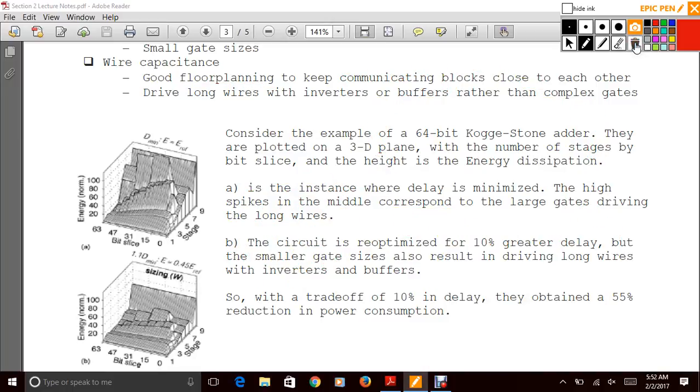So, you see a lot of people complain about how long the chip cards take. Well, that's a bunch of added security to ensure that your information doesn't get stolen. That's another example of when the customer doesn't necessarily understand or care about high performance versus security versus low power. But if you have long drivers with inverters or buffers rather than complex gates, this becomes an issue.